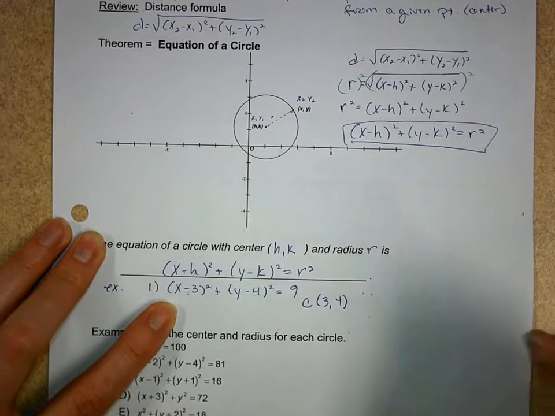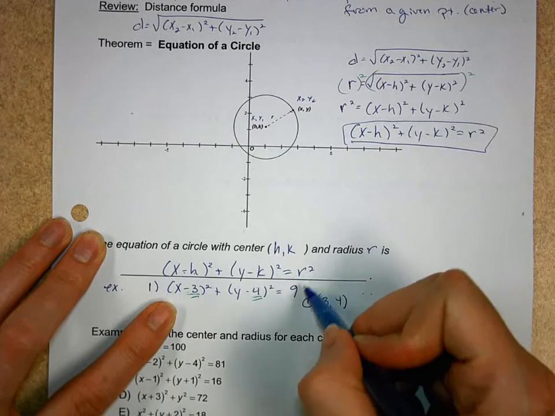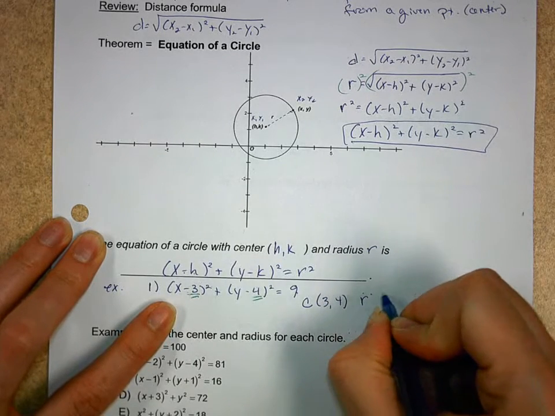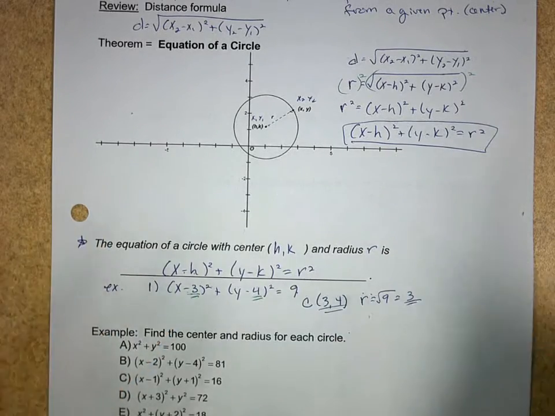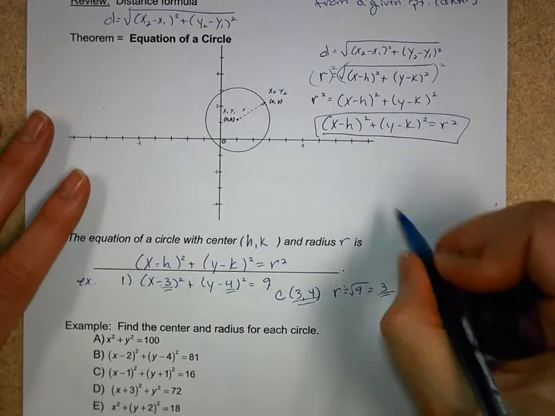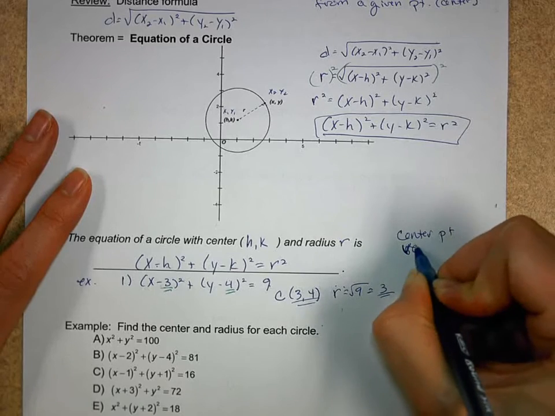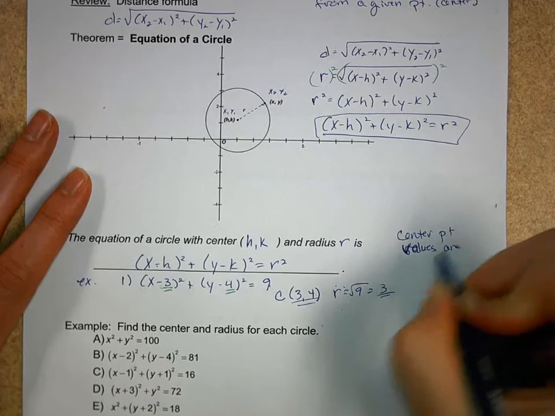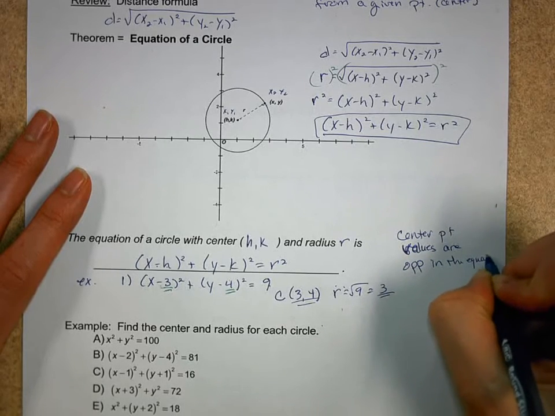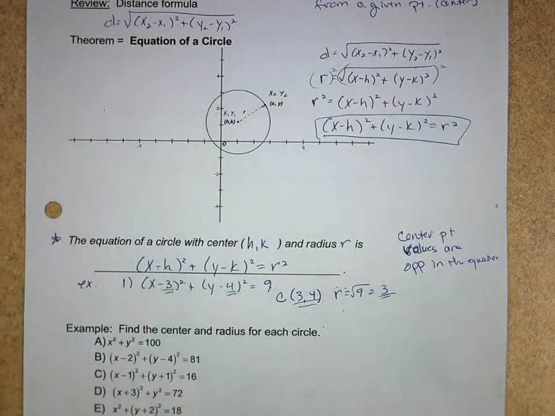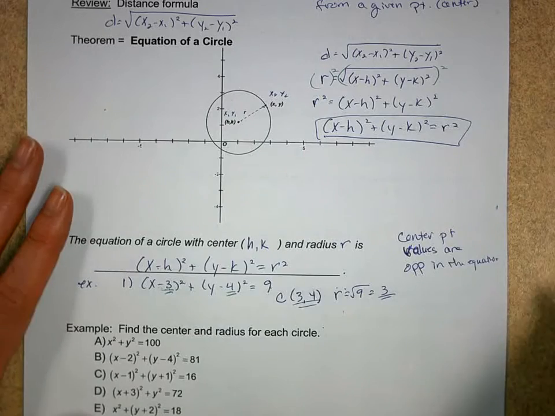Does everyone see where I got the 3 and the 4 from? Right here. My radius is actually the square root of 9 because the radius squared is 9. So my radius is square root of 9, which is 3. So my radius is 3 and my center is 3, 4. A thing that you want to remember is your center point values are opposite in the equation. And what do I mean by this? Because I'm subtracting a positive, it saves the subtraction problem, so I know as minus 3 here, it becomes a positive 3 in here. Let me give you another example of this.